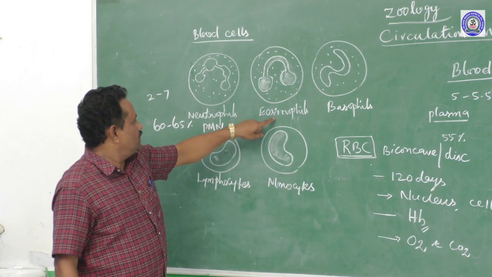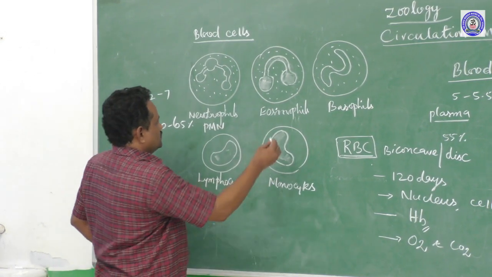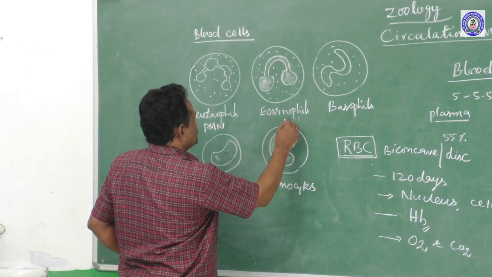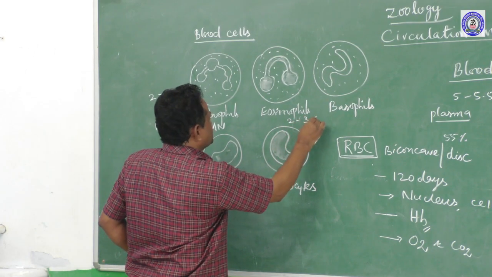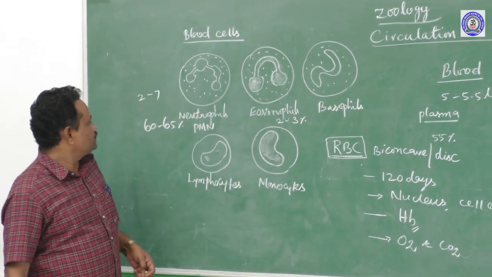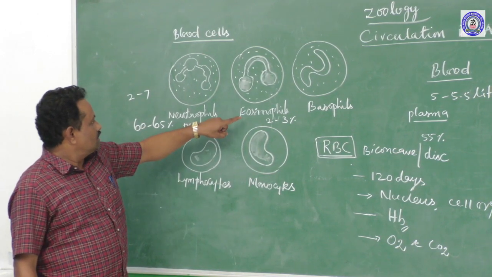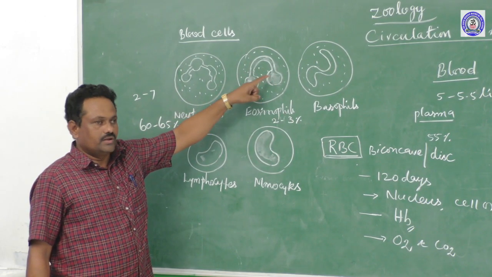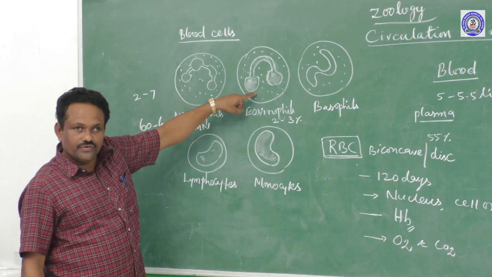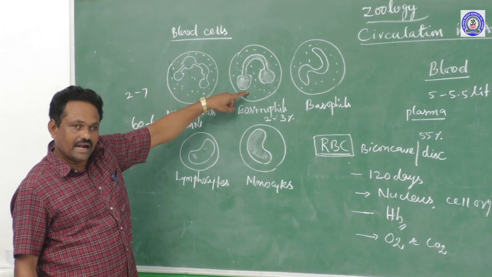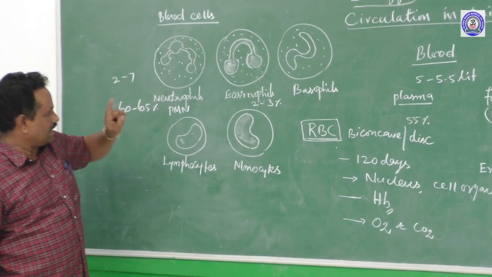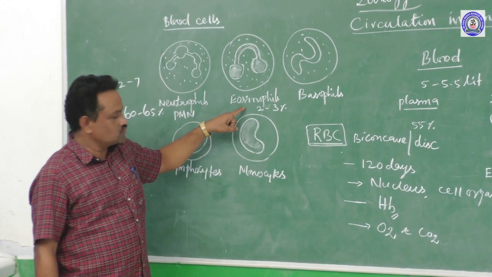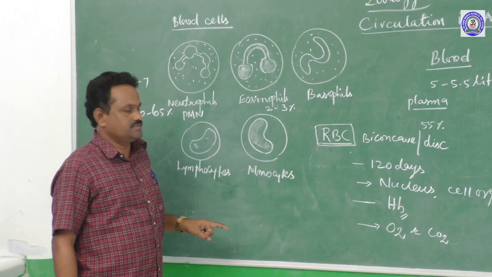And the eosinophil is approximately 2 to 3% in the total count. The eosinophil has 2 lobes. The number of eosinophils increases at the time of allergy. So during allergic reaction, the eosinophil number increases.